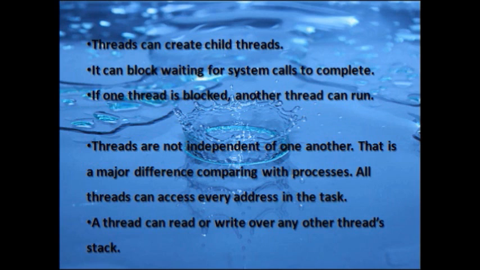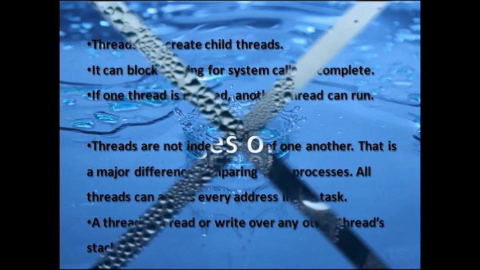Threads can create child threads. A thread can block waiting for system calls to complete. If one thread is blocked, another thread can run. Threads are not independent of one another. That is a major difference compared with processes. All threads can access every address in the task. A thread can read or write over any other thread's stack.